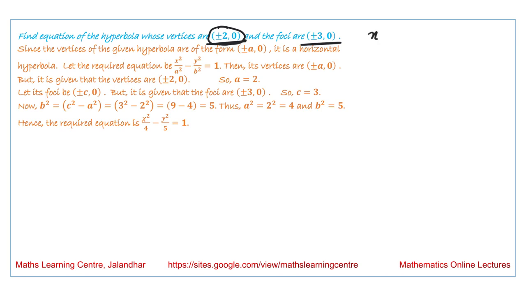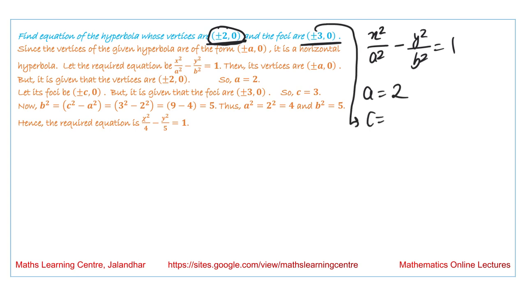So we are interested in an equation of the form x square over a square minus y square over b square is equal to 1, where the value of a is 2, and the value of c, the focus, is given, it is 3. So from these two values we can calculate b square is equal to c square minus a square. So we are writing this is equal to 5.